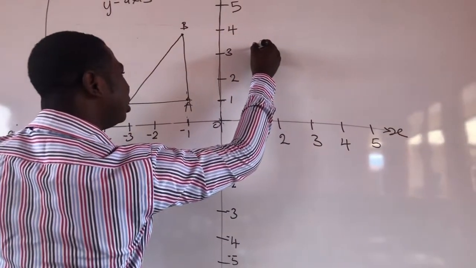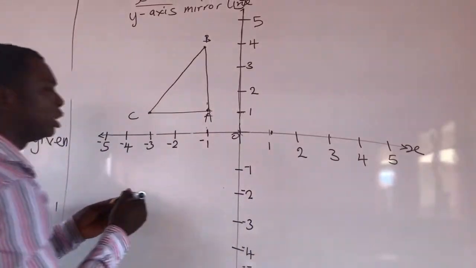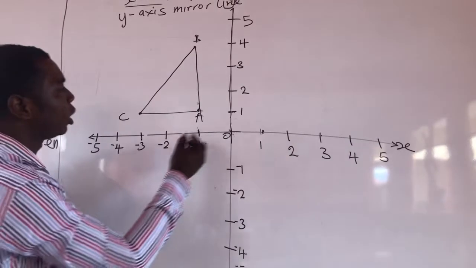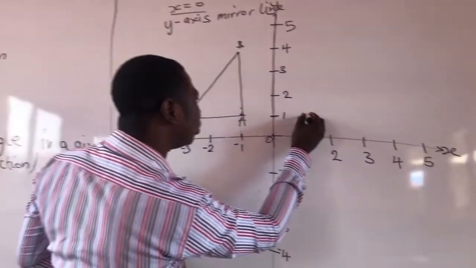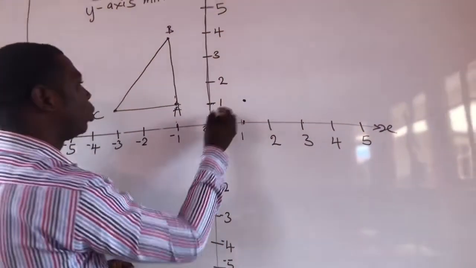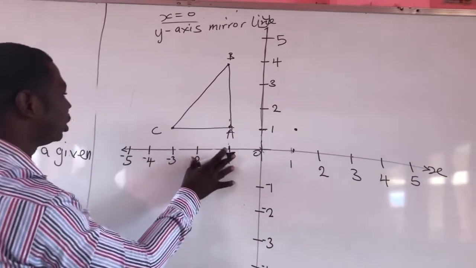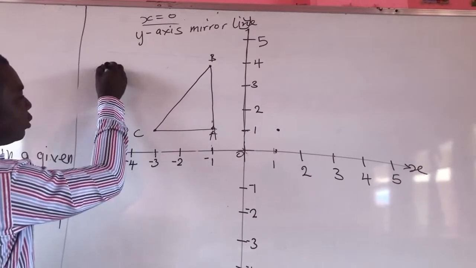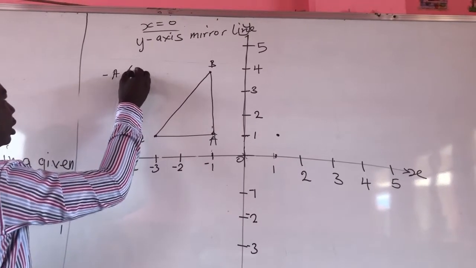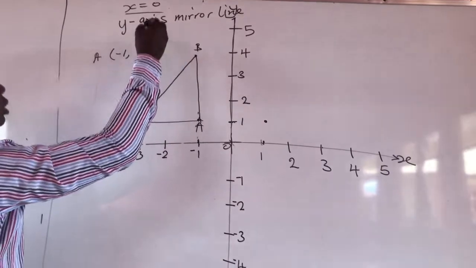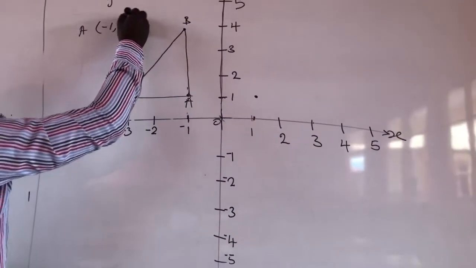So you draw the same image here. You see the same coordinates. Okay? So now 1 and 1 will come here. So the coordinates for this one, let's write them down. What are the coordinates for this one? A is negative 1 and 1. Okay?